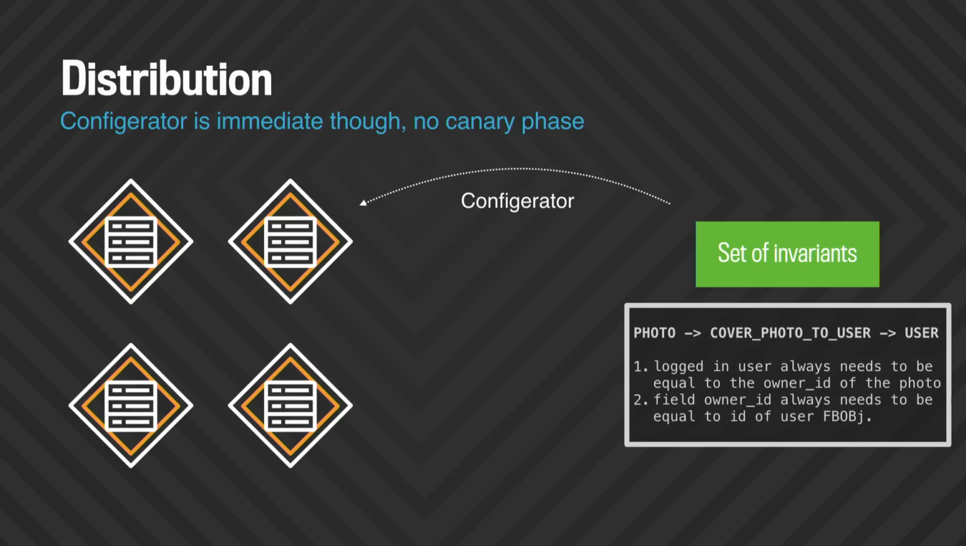So great, we solved the problem of distribution and making sure that we get these invariants quickly with Configurator. But then we started thinking about, OK, Configurator actually updates a config in under 2 minutes. So every time you update a config, you're guaranteed to have that config updated across the entire fleet of web servers in under 2 minutes.